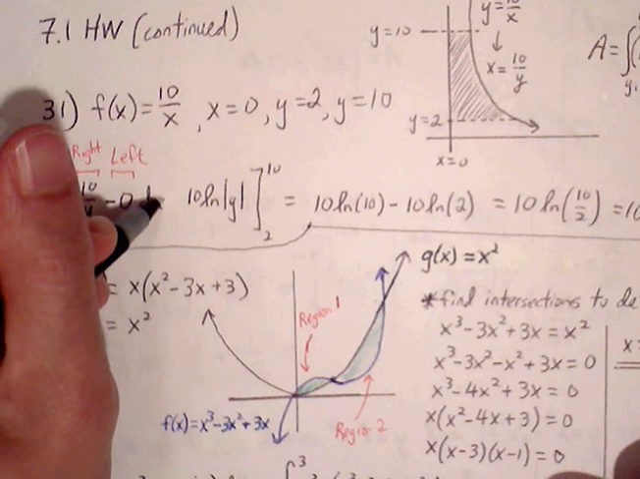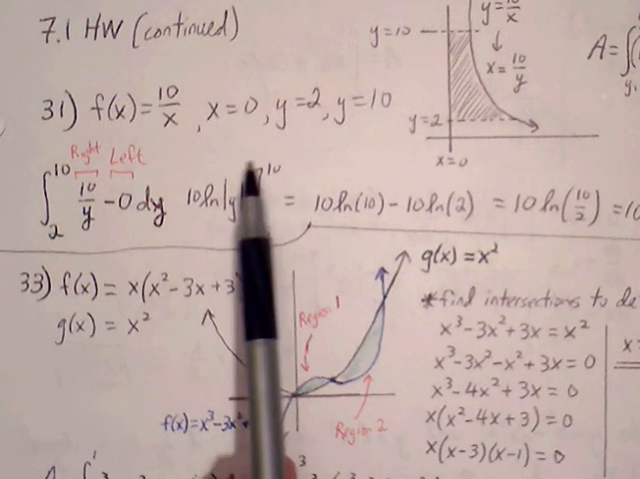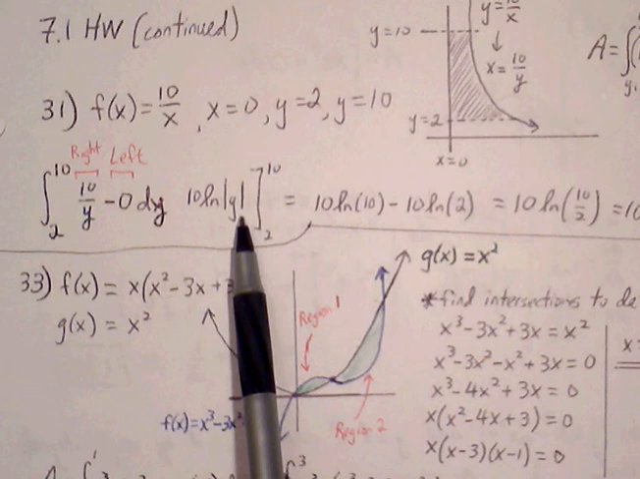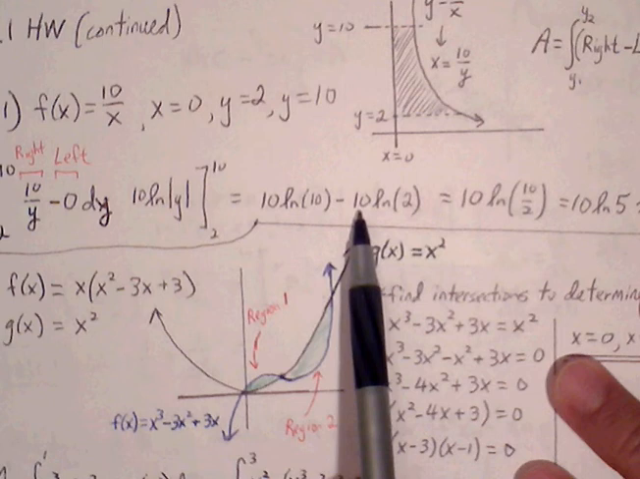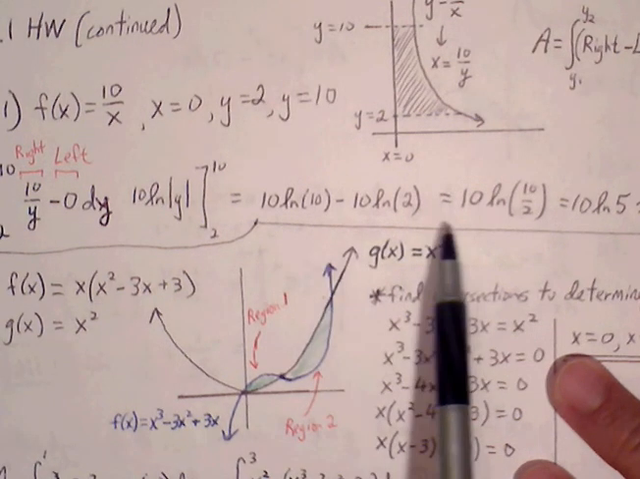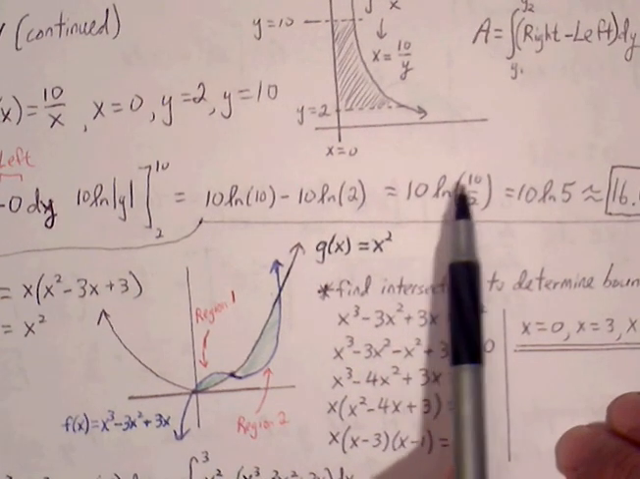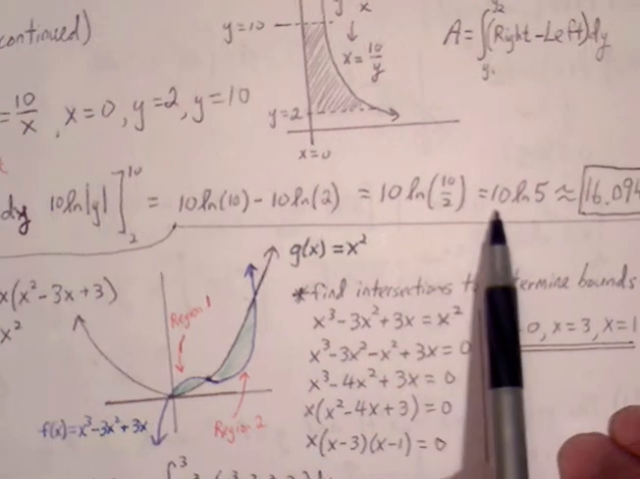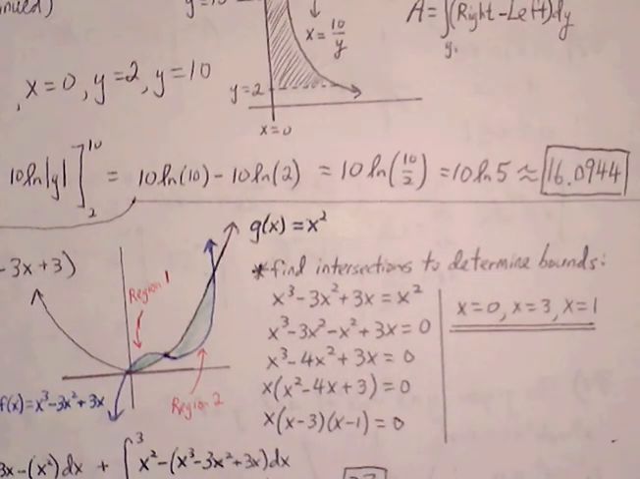This should be dy, okay, not dx. And then we plug in our upper bound of 10 in for y, minus, then plug in a lower bound of 2 in for y. So we get ln of 2. Now I can factor this 10 out, and I can use log properties here. Ln of a minus ln of b can be rewritten as ln of a over b. So ln a over b, 10 over 2 is ln of 5. We can plug this in our calculator to get 16.0944 as the area.